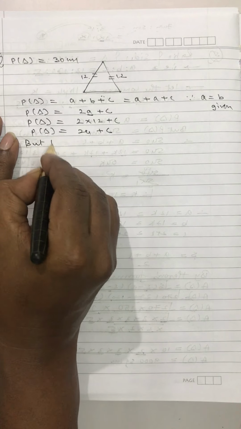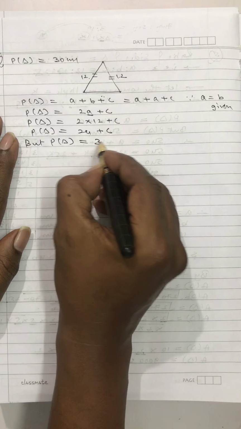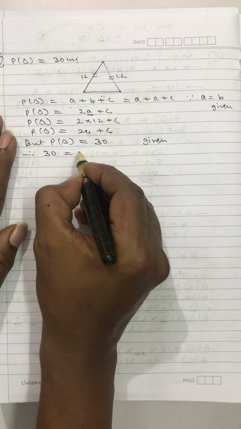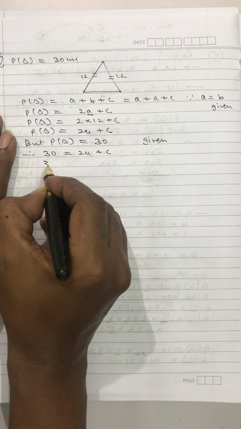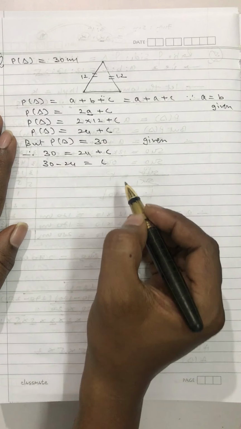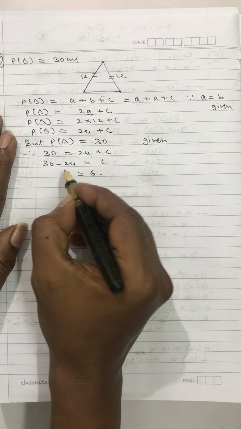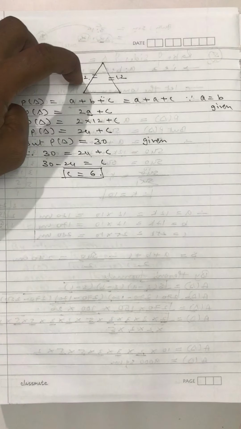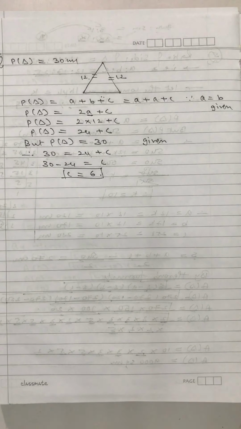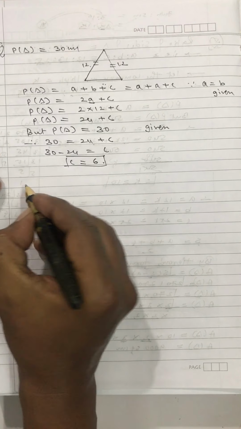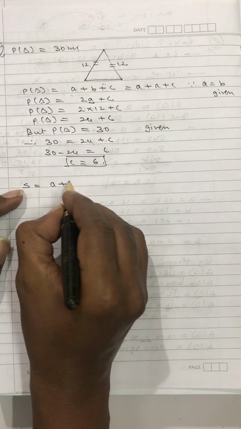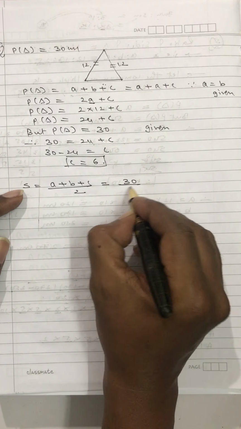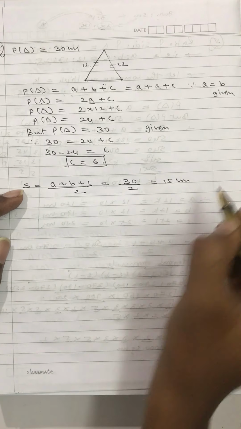But perimeter of triangle is equal to 30 is given. Therefore 30 is equal to 24 plus C. 30 minus 24 is equal to C. C is equal to 6. Like this you have got the value of C. So now you know you have got all the three sides, 12, 12 and 6. That's all. Now you can use Heron's formula and proceed, but before that you have to find S is equal to A plus B plus C upon 2. A plus B plus C, the perimeter is equal to 30 upon 2 is equal to 15 centimeter.